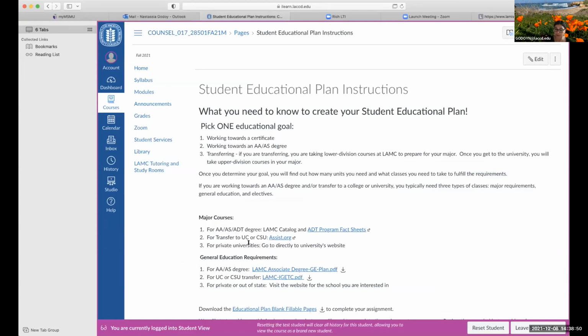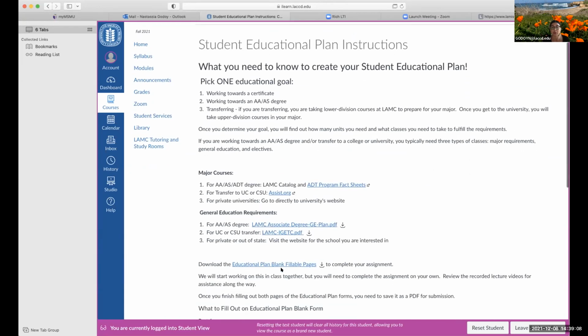For transfer to a UC or a Cal State, you're going to look at assist.org, which we just reviewed. And again, for private universities, you go directly to a university's website. If you need help with that, reach out to me. We're going to be talking about general education requirements after we get through major. So we'll talk about this part a little bit later.